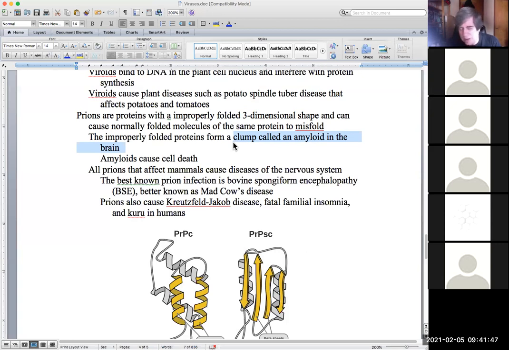We haven't discovered any that infect insects or something like that. But it may just be because we don't really care if insects have brain damage. I'm not sure how closely anybody has studied that. And these amyloids cause cell death. So they cause the death of cells in the brain.